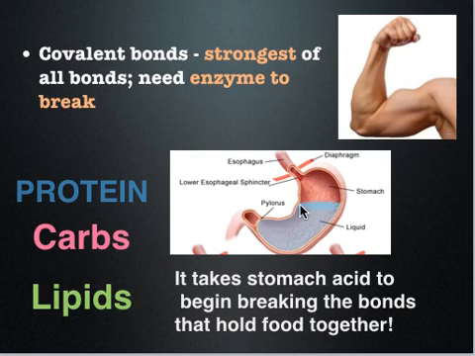And it takes stomach acid to start breaking the bonds of the food, and then when the food goes into the small intestines, you have a bunch of enzymes that are produced to digest your food. You have to have the enzymes. If you don't, you cannot break covalent bonds. So they are the strongest of all bonds.